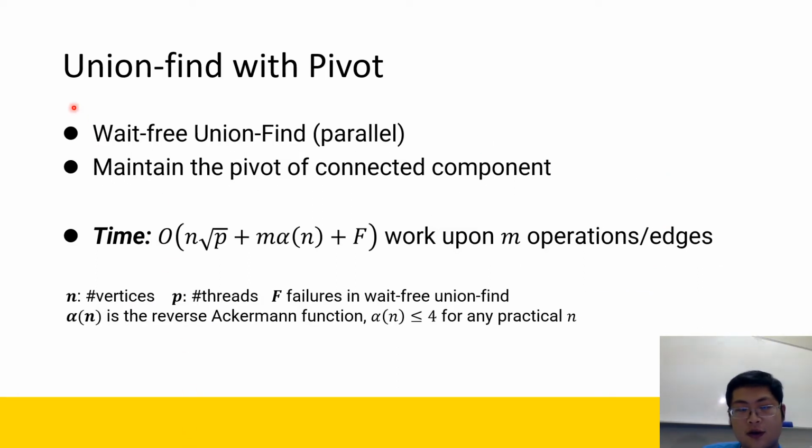We also designed a data structure called union find with pivot, based on wait-free union find, and it is suitable for parallel algorithms. It maintains the pivot of connected components in the data structure, and this is the time complexity. N is the number of vertices, P is the number of threads, M is the number of operations, and alpha N is the inverse Ackermann function, and it is no more than 4 for any practical N. F is the failures in wait-free union find, and this is the dominant term, which is near linear.